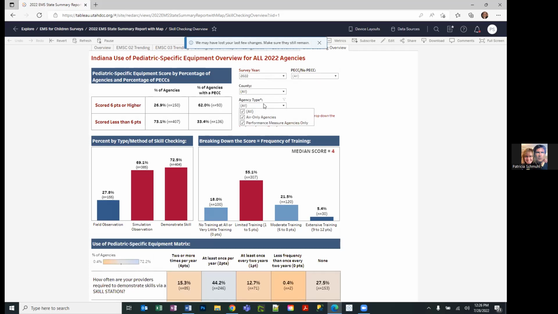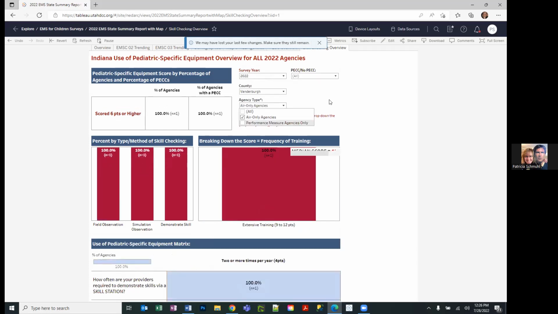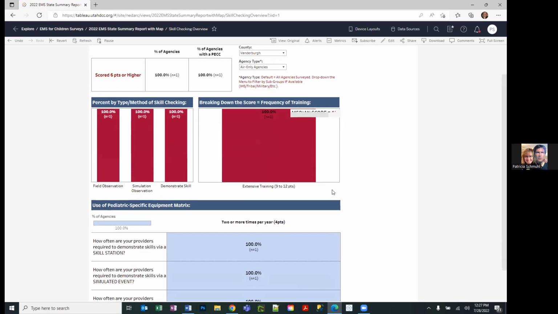This is going to refresh, sorry, because it's been sitting here. So let me go back to air only. And you can see here that she had 1, but they scored 6 points. They do everything, which is exciting. They're in the extensive training, and this should say 12. I need to look why that happened, but I'll look into that, Margot.